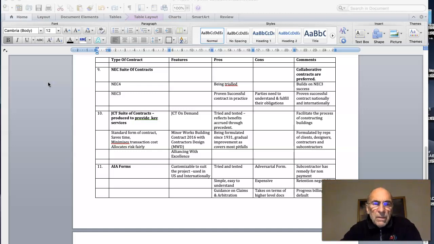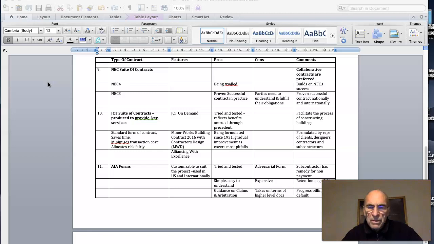And there's another part of the suite of contracts which is alliancing with excellence. So it covers all the broad range of activities from the smallest to the largest. It's a tried and tested suite of contracts, and generally the safe option would be to go with the JCT suite of contracts for whatever your contract is, and accept that there'll be some risks that fall to the employer, some risks will fall to other parties, but it's generally a tried and tested and fair suite of contracts.